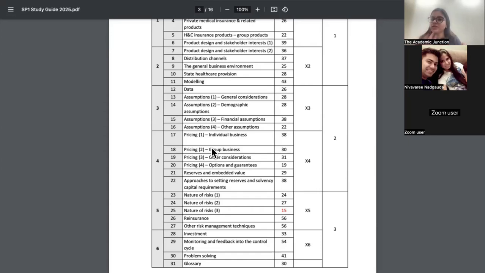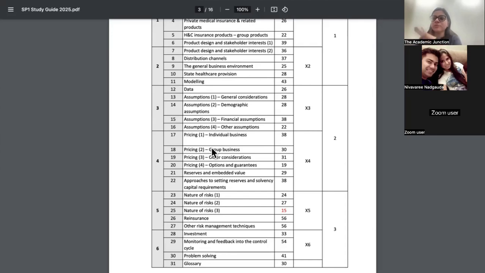But yes, sometimes they can ask you multiple assumptions in a single question, so we should be prepared for every style of question. We discussed assumptions separately also: general assumptions, demographic, financial, and other assumptions. So we have discussed multiple assumptions.